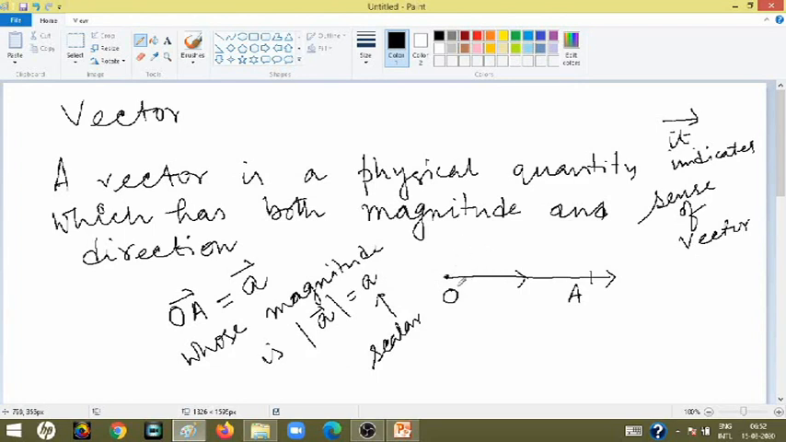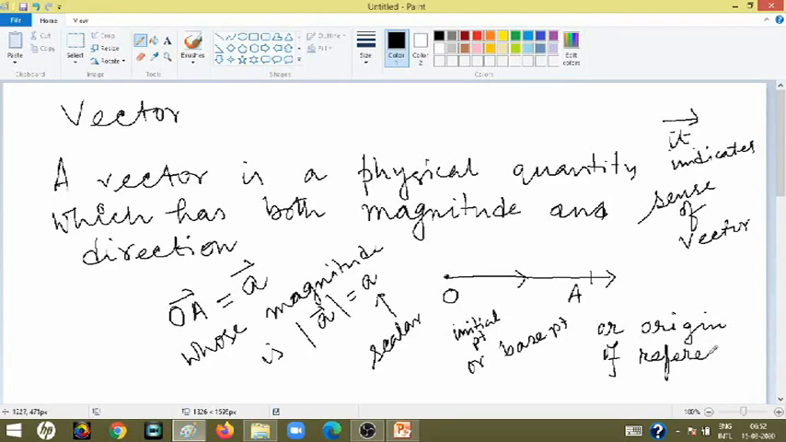Now let us discuss once again. This O is called the initial point or base point or origin of reference.